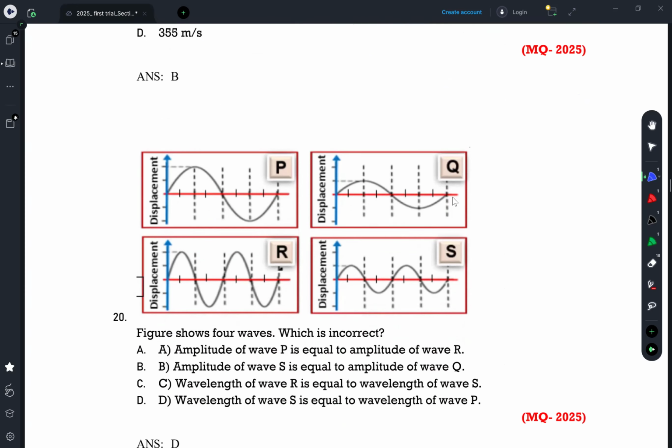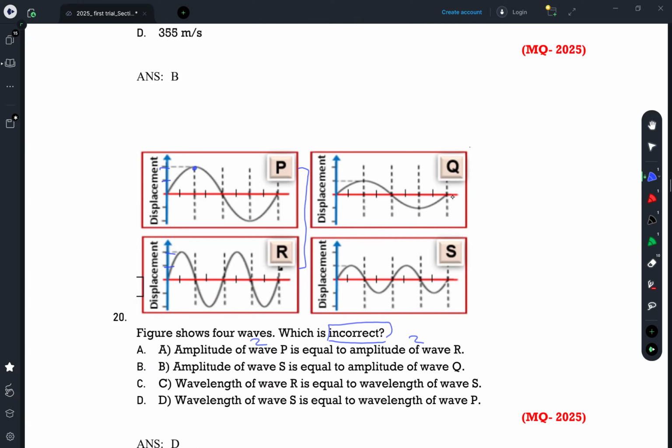Question number 19. There are P, Q, R, S waves, 4 waves. Which one is incorrect? We are looking for the incorrect answer. Amplitude of P and amplitude of R: we are going to compare P and R first. Amplitude is the highest distance from equilibrium to crest or equilibrium to trough. P has an amplitude of 2 units, as you see, 1, 2. R has an amplitude of 2 units, so they are equal. But we are looking for incorrect. This is not the answer.